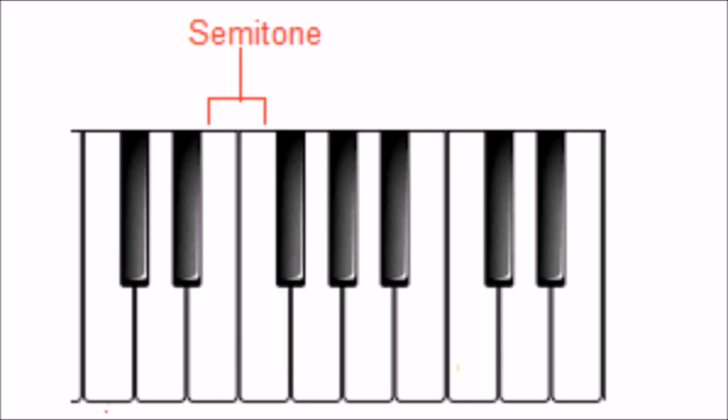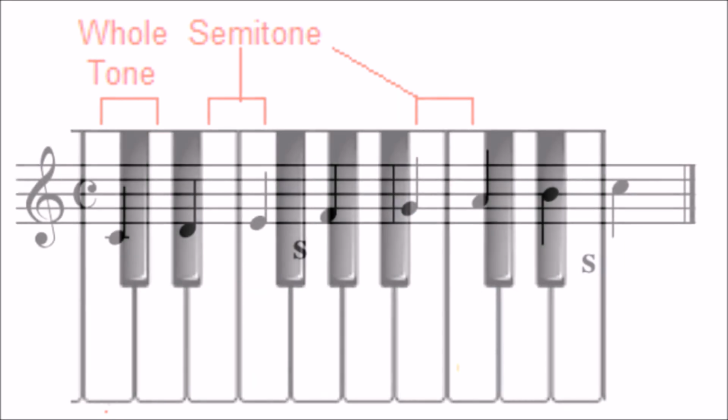So, for example, the notes E and F here have no black note between them. Therefore, they are a semitone apart, as are B and C. On the other hand, C to D is not a semitone because there is a black note between them, C sharp. This is actually called a whole tone, but you don't need this for grade 1 theory.